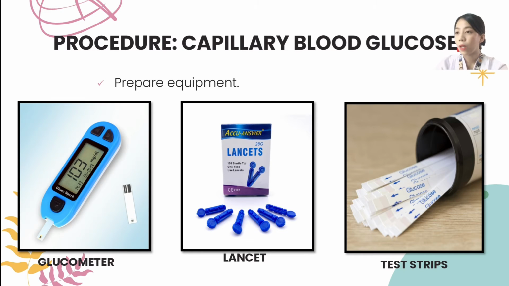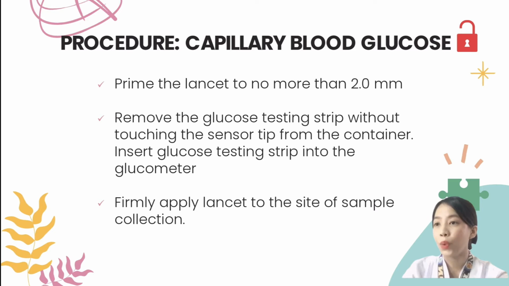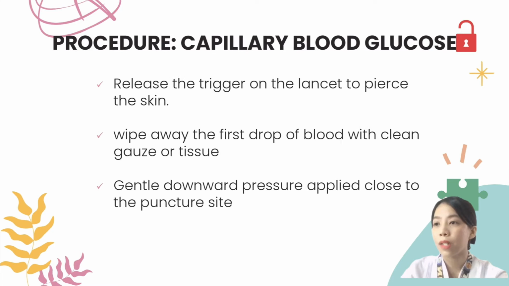Then prepare the equipment. Prime the lancet to no more than 2.0 millimeters to minimize the risk of bone injury. Remove the glucose testing strip from the container without touching the sensor tip. Insert glucose testing strip into the glucometer. This often leads to the glucometer turning itself on. Firmly apply lancet to the site of sample collection. For the next step, release the trigger on the lancet to pierce the skin.